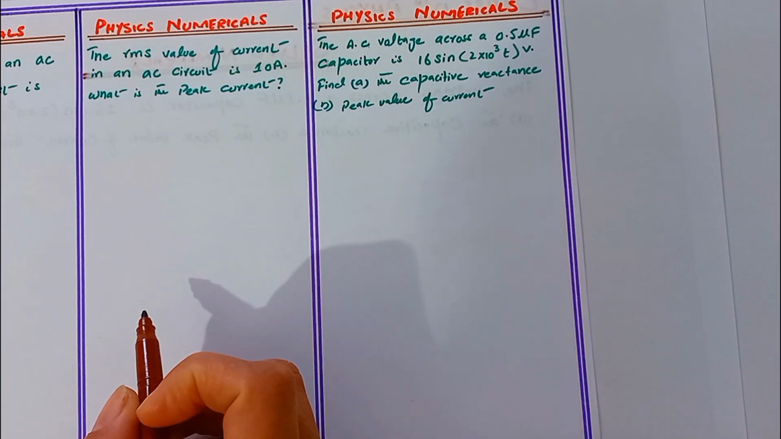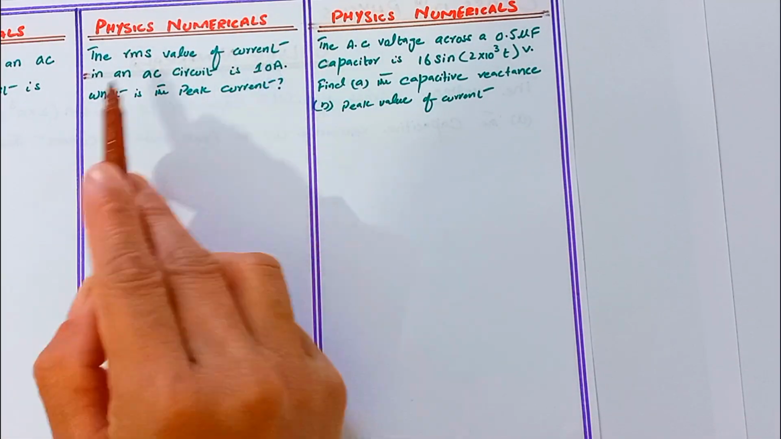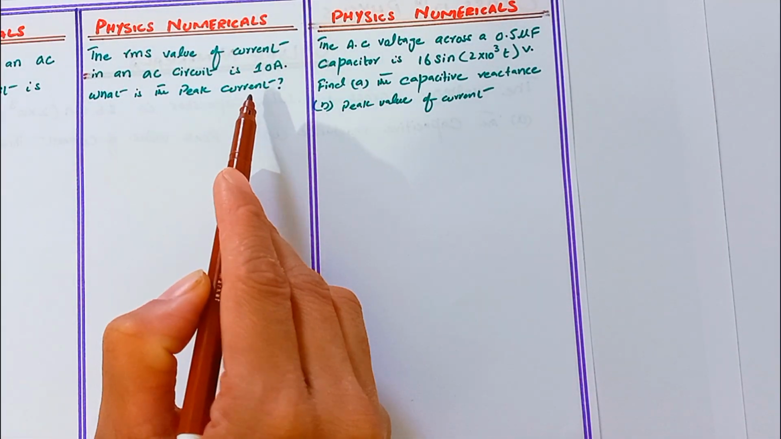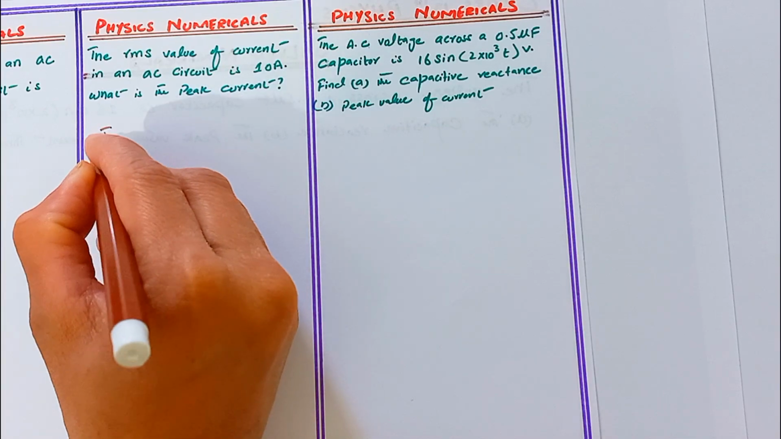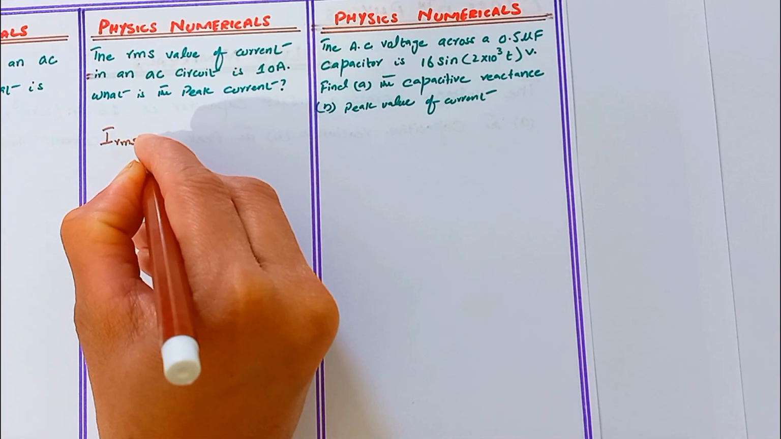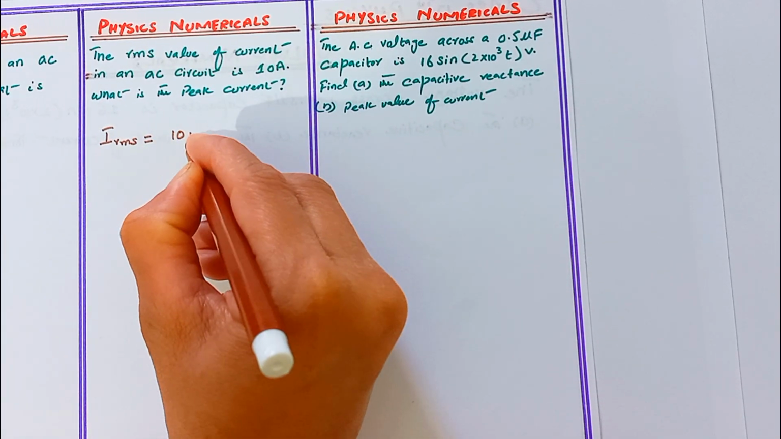In the next numerical, they ask: the root mean square value of current in an AC circuit is 10 ampere. What is the peak current? It's given that the root mean square value of the current is denoted by I RMS, and that is given as 10 ampere.